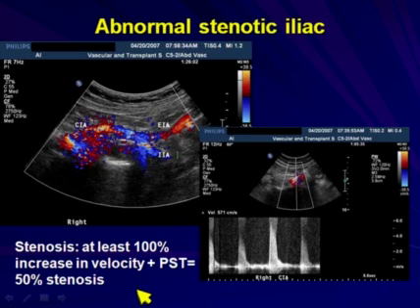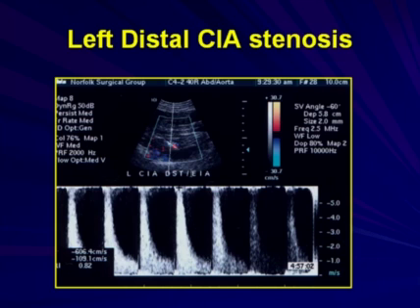In order to determine that there's at least a 50% stenosis, we have to have a doubling of velocity plus post-stenotic turbulence documented. So we would have a doubling of velocity from the segment of the artery prior to the stenosis as compared to the highest velocity within the stenosis, and then we'd want to document that post-stenotic turbulence.